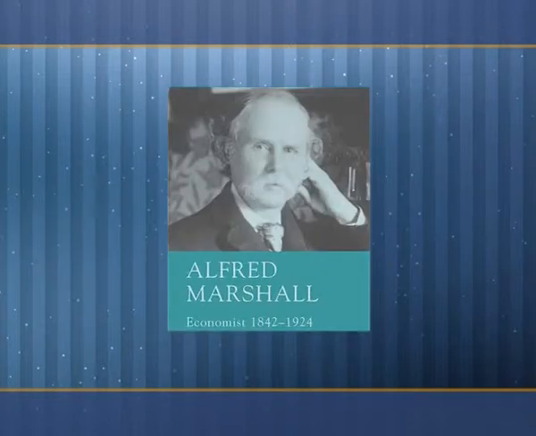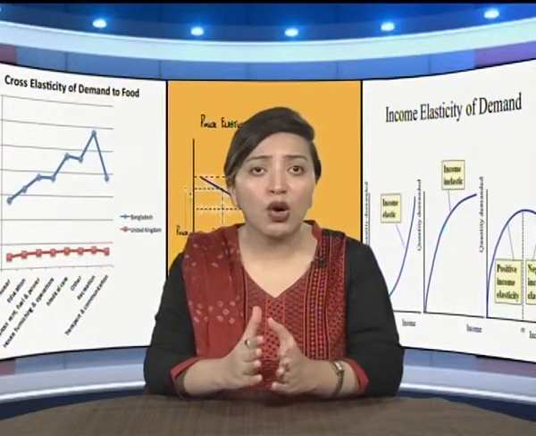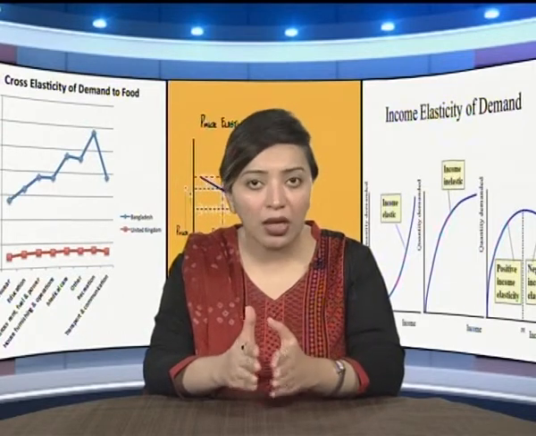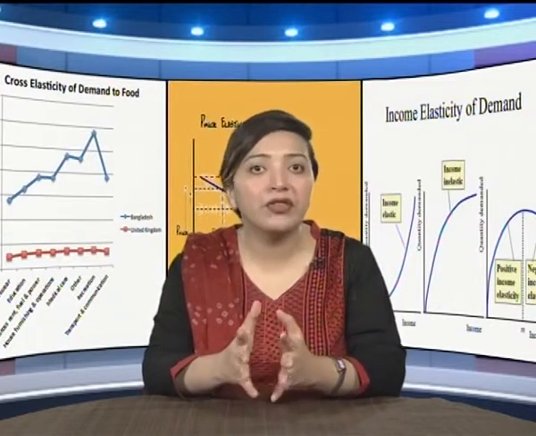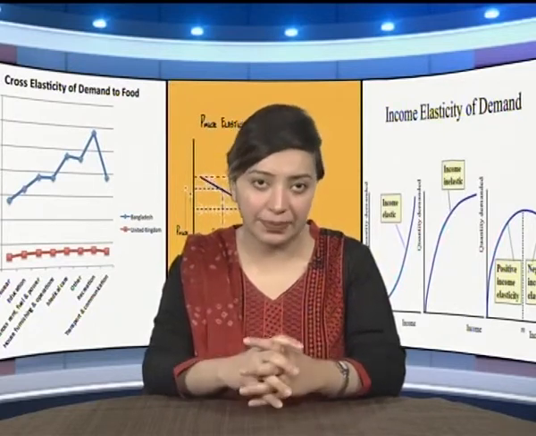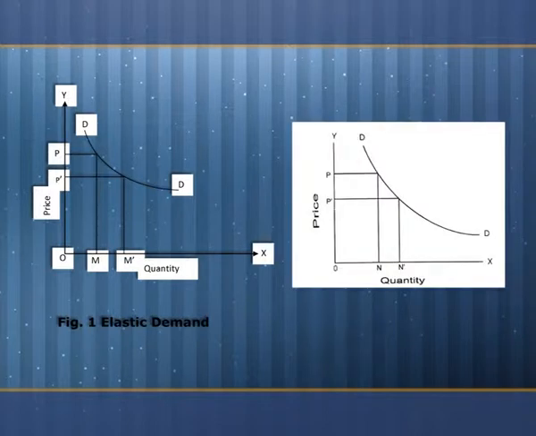Marshall, who introduced the concept of elasticity into economic theory, remarks that the elasticity or responsiveness of demand in a market is great or small according as the amount demanded increases much or little for a given fall in price and diminishes much or little for a given rise in price. This will be clear from figures 1 and 2, which represent two demand curves. For a given fall in price from OP to OP dash, the increase in quantity demanded is much greater in figure 1 than in figure 2.